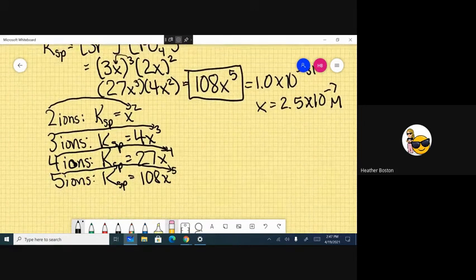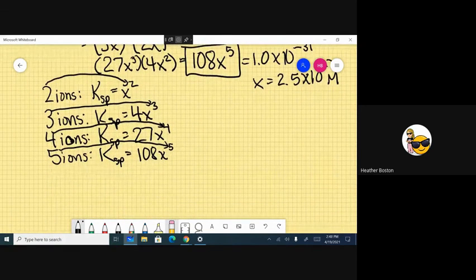So let's add that to the summary. If you are asked to find the Ksp, they'll probably give you the solubility. If you're asked to find S, that's going to be the solubility. That's going to be your value of X or S, depending on which variable they decided to call it.